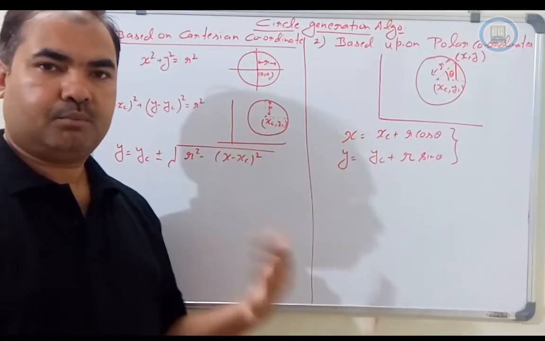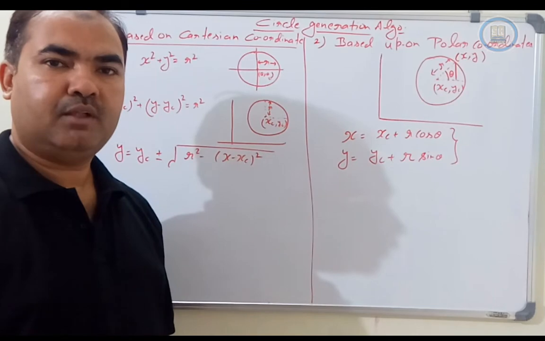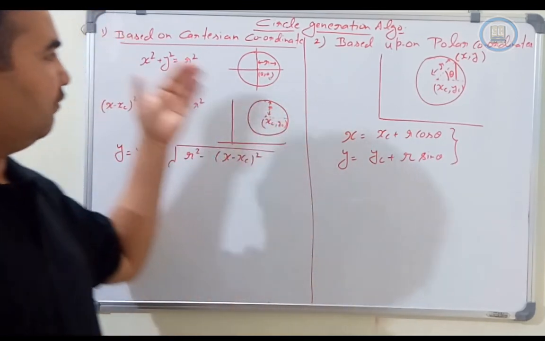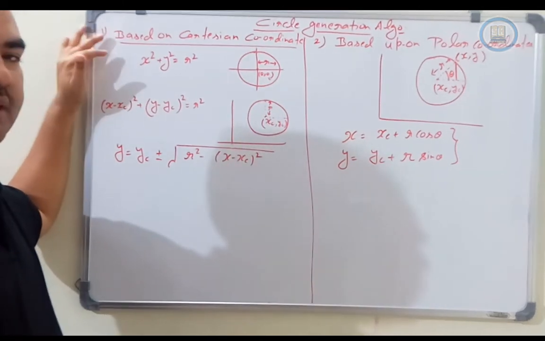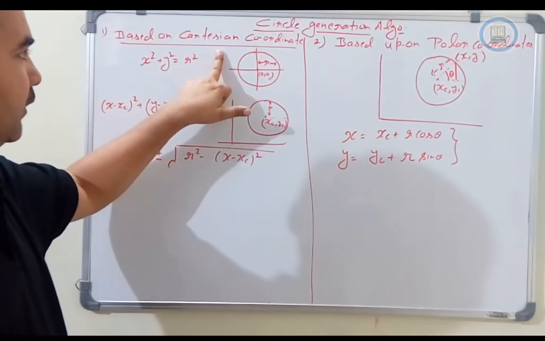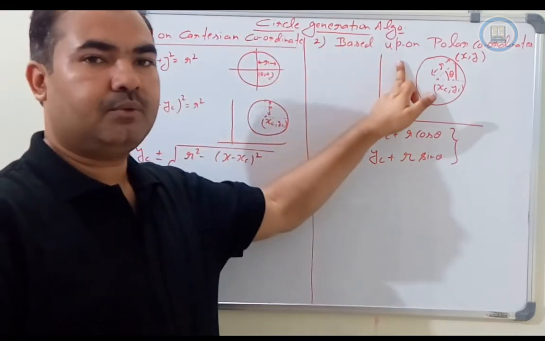Today we are going to discuss the circle generation algorithm. In mathematics we have two basic algorithms by which we can draw the circle. The first method is called the Cartesian coordinate method. The second method is called the polar coordinate method.